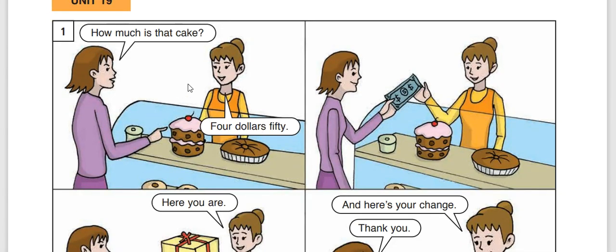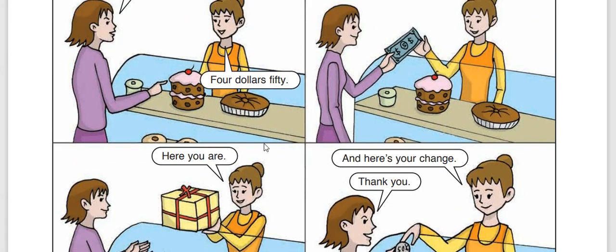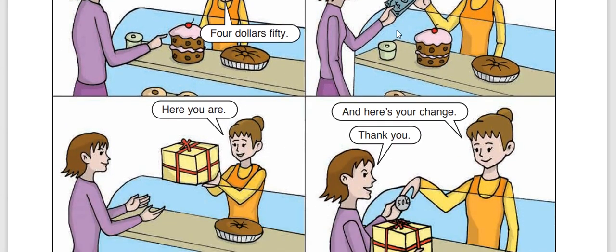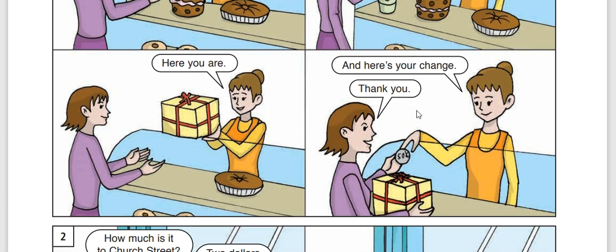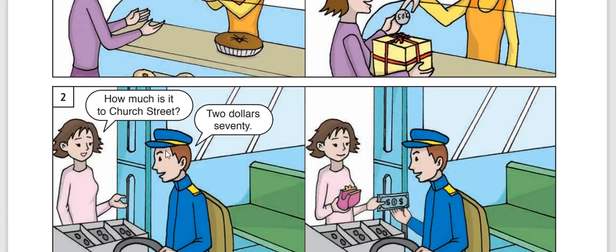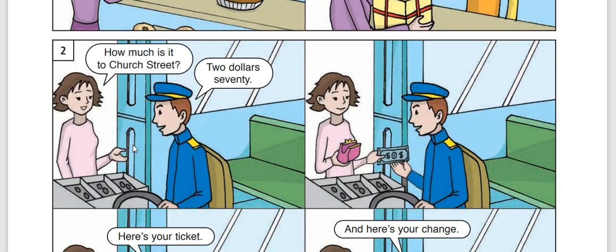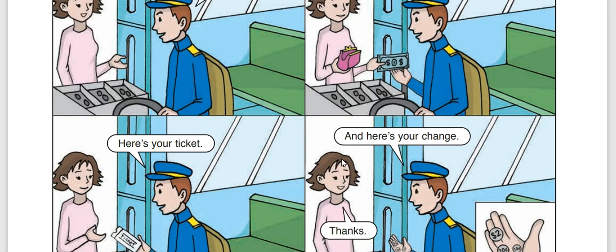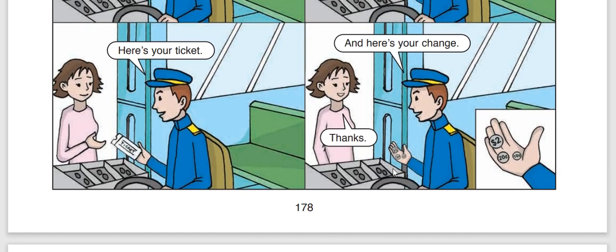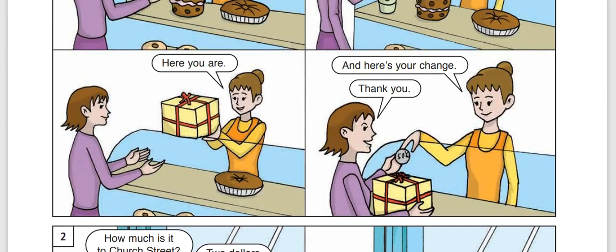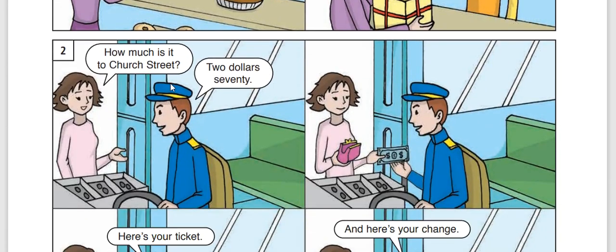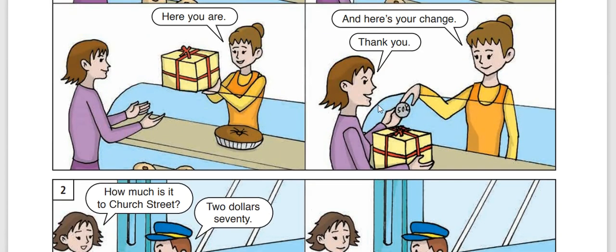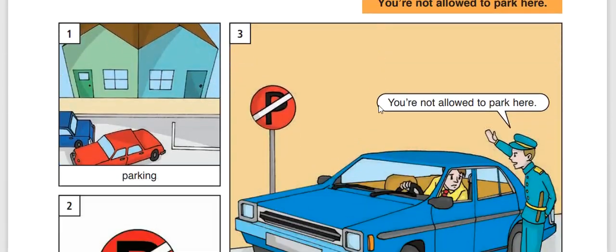Picture 1. How much is that cake? $40.50. Here you are. And here is your change. Thank you. How much is it to Church Street? $2.70. Here is your ticket. Here is your change. Thanks. That's all about this page. Picture 2. How much is it to Church Street? Okay. Let's move to the next page.